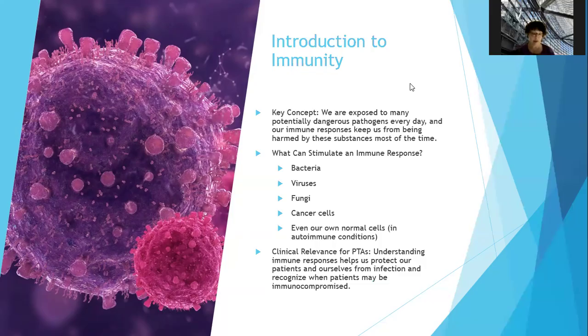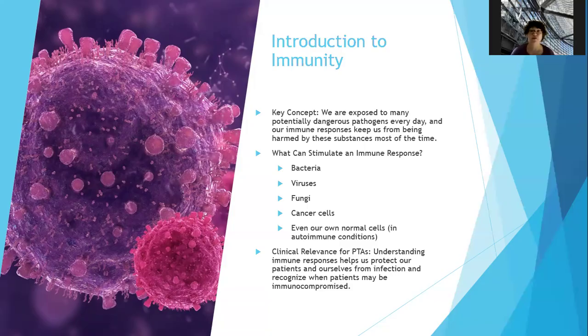So the key concept in the chapter is that we're exposed to so many potentially dangerous pathogens every day. And our immune system responses keep us from being harmed by these substances most of the time. So if you have a healthy immune system and things go as they should, then you should never get sick. We know that's not always true, but lots of different things can stimulate an immune response.